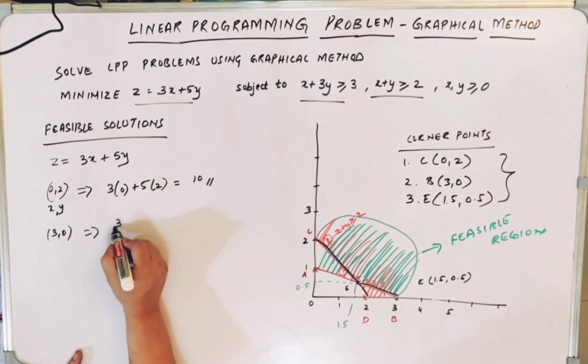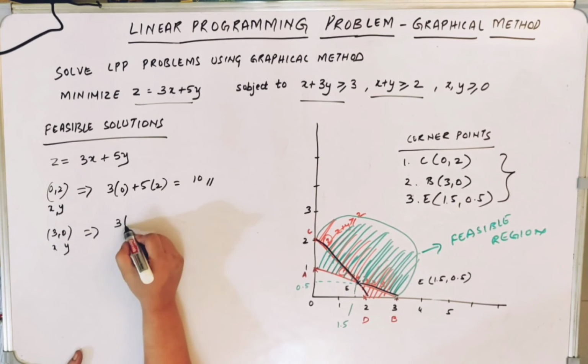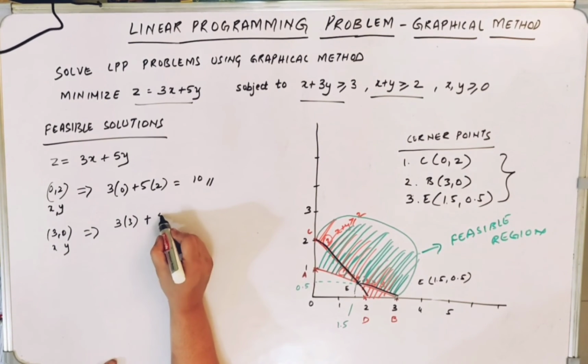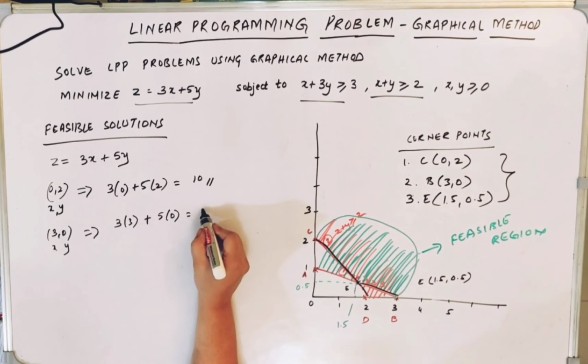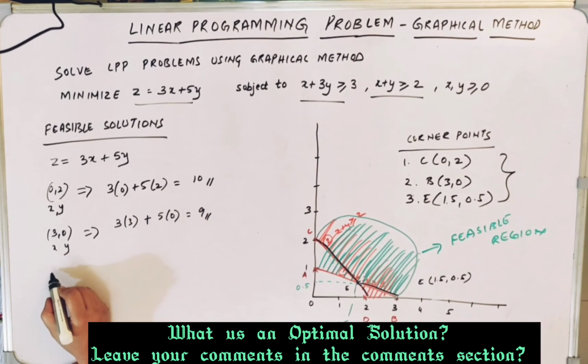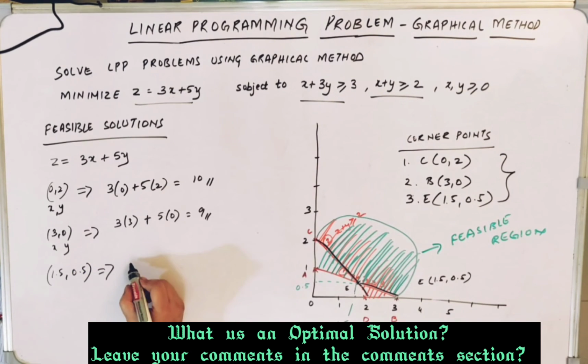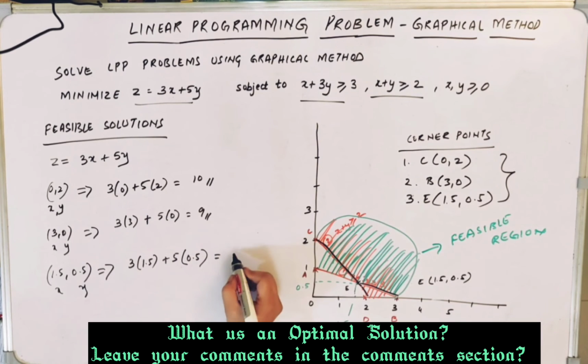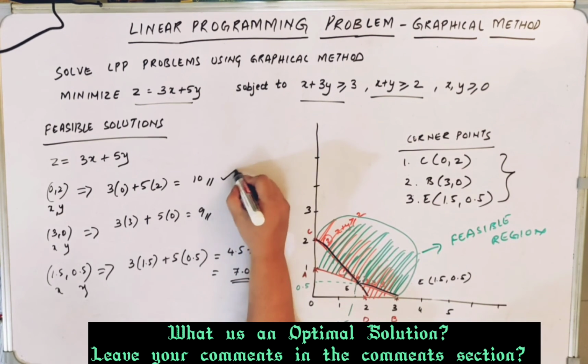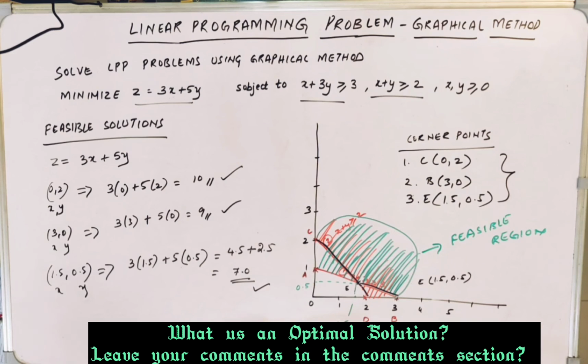Now let's take the second point, 3, 0. So we get 3 into x is 3, y is 0. So we have 5 into 0, which is 0, giving 9. The third point, 1.5 and 0.5. So 3 into 1.5 plus 5 into y, y is 0.5. So we get 4.5 plus 2.5, which is 7.0. So we have got our feasible solutions. We have 3 feasible solutions.